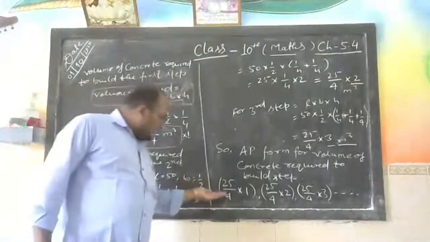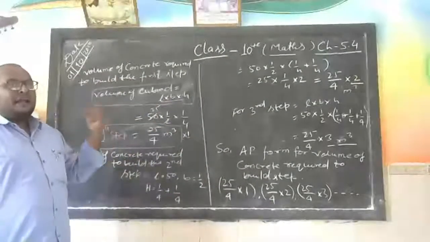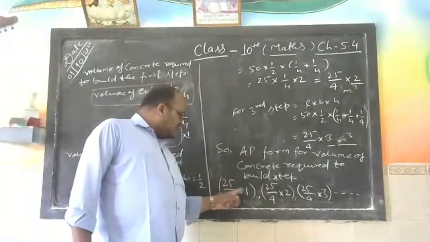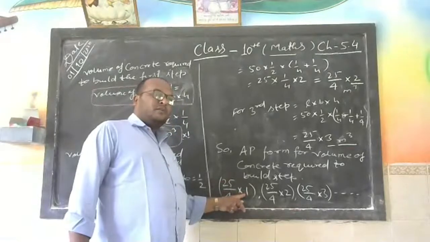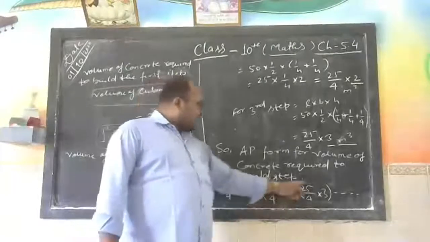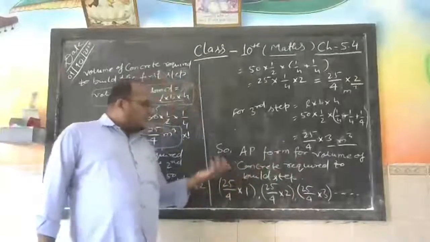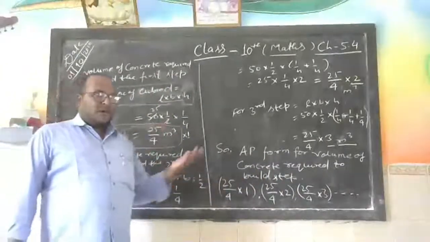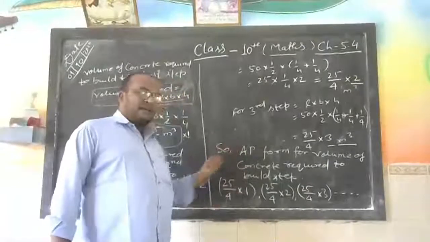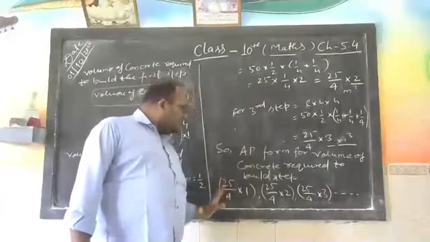So you are looking here, these volumes are forming an arithmetic progression, which is 25 upon 4 into 1 for step 1, 25 upon 4 into 2 for the second step, 25 upon 4 into 3 for the third step. This is the volume required to build a step or the stair. So for the volume we are creating an arithmetic progression, which is written in this form.